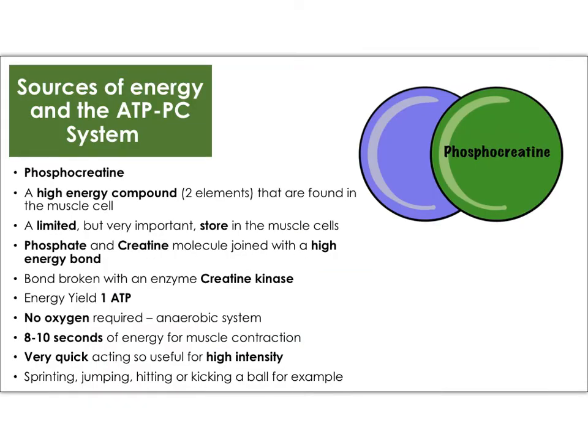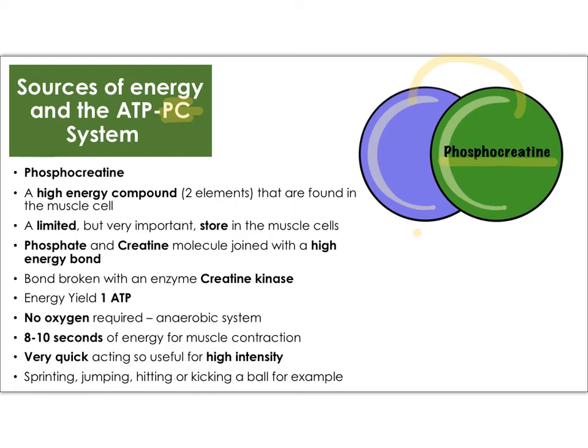So we're looking at sources of energy in the ATP-PC system. So this is the first system that we're going to cover. We're looking at phosphocreatine, PC, phosphocreatine, and it's a compound, as you can see here, made up of 2 elements there.